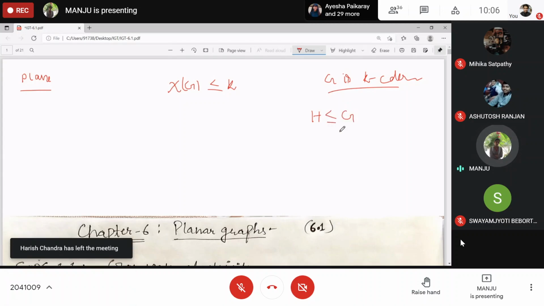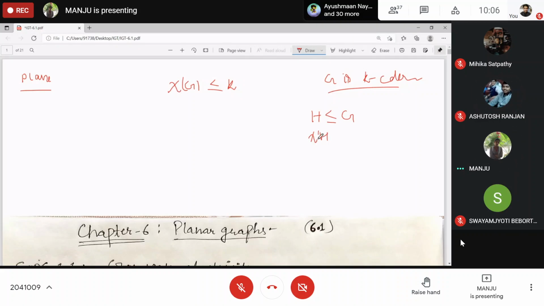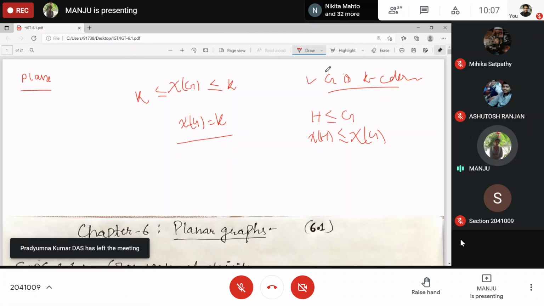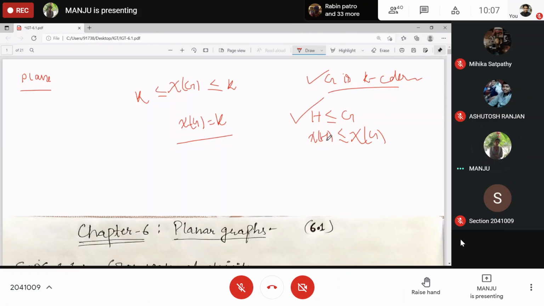If this H is a subgraph of G, then what can you say about the chromatic number of G? It will be greater than or equal to the chromatic number of H. Clear? So the chromatic numbers of H and G are related by this. If you know that the chromatic number of H is K, then the chromatic number of G will be greater than or equal to K. Together with K colorability, you can say this is exactly equal to K. So two things: one is K colorable, another is finding some subgraph about which you already know the chromatic number.